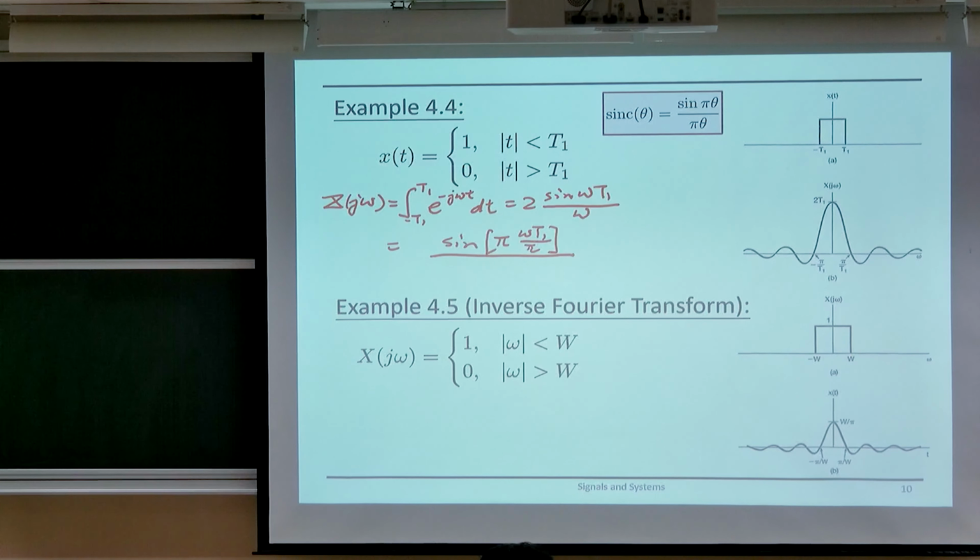And I want the same thing in the denominator. So I get pi omega t1 over pi. Then what's left? Here I had a 2, the pi cancels out, and I had an extra t1 here, so I should also multiply that to cancel it out. With this, I can then write the spectrum as 2 t1 sinc of omega t1 over pi.